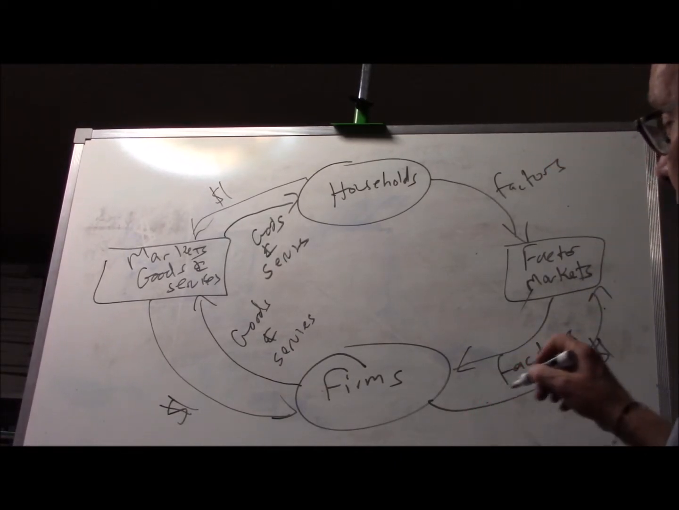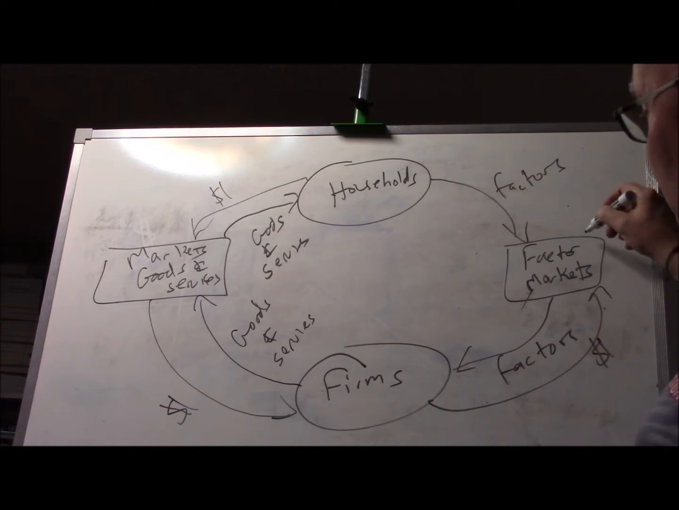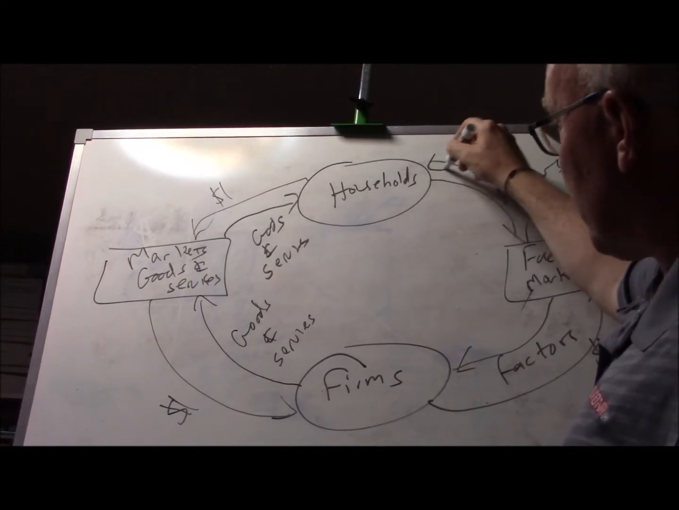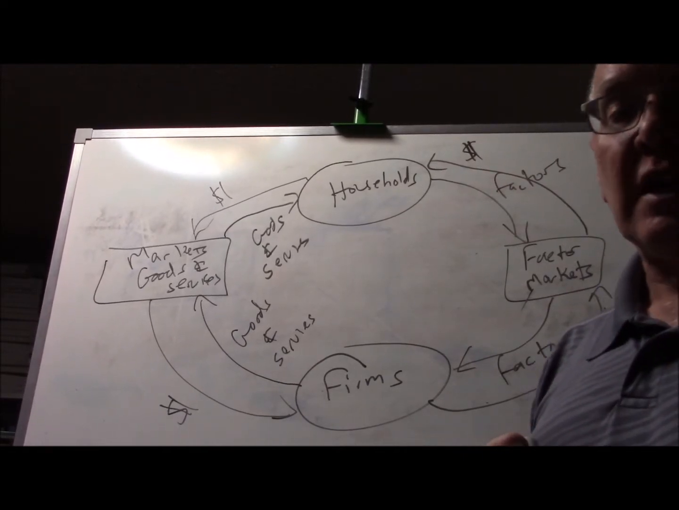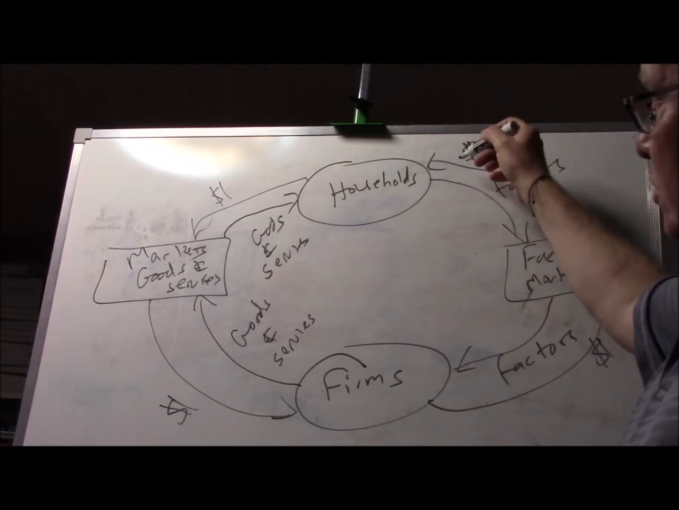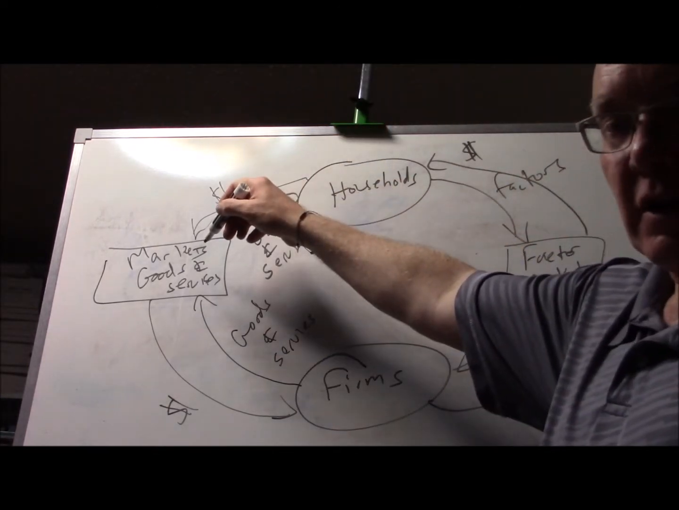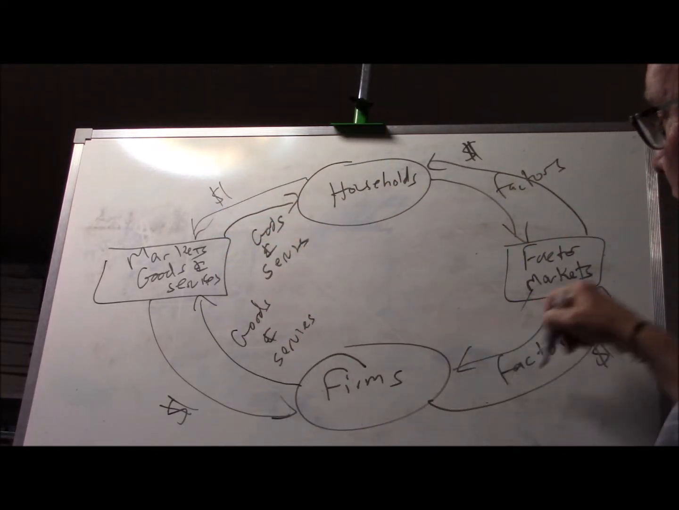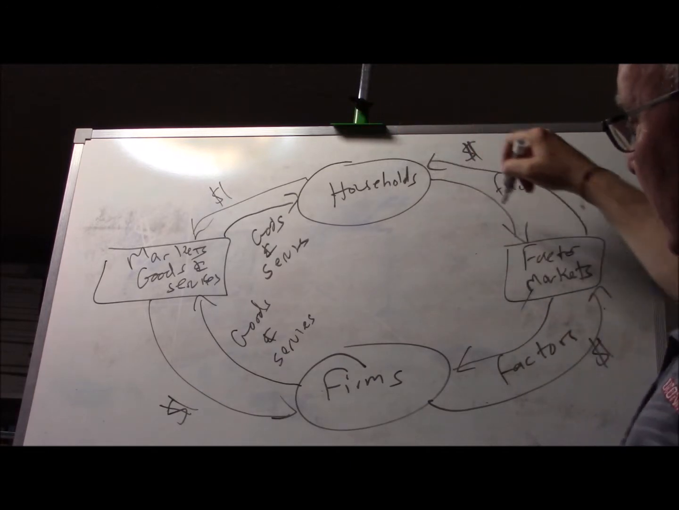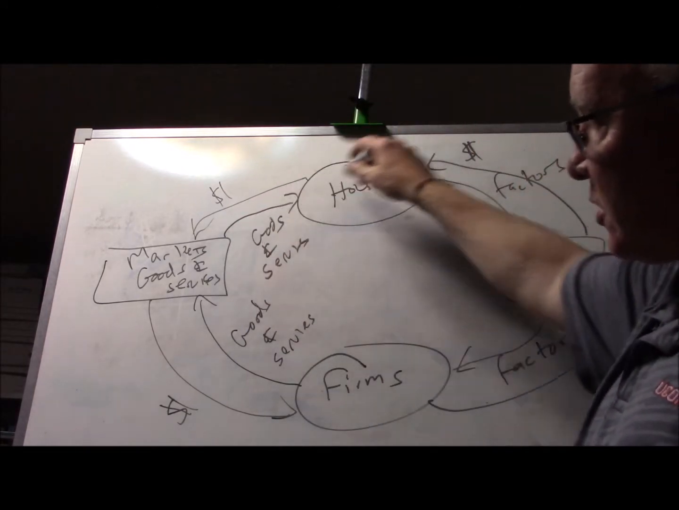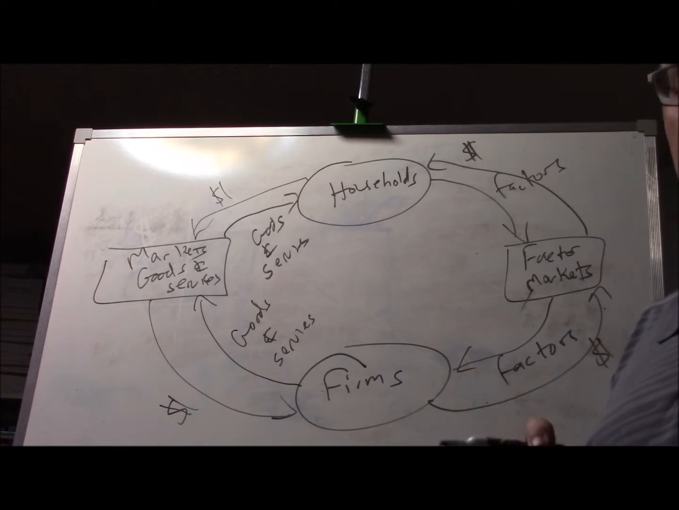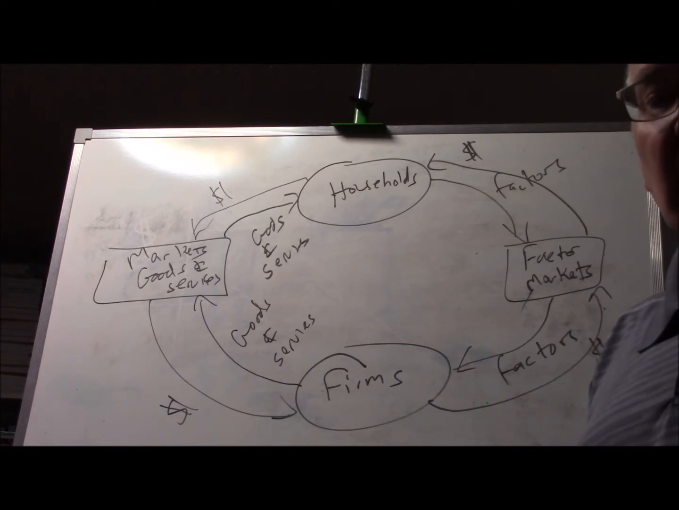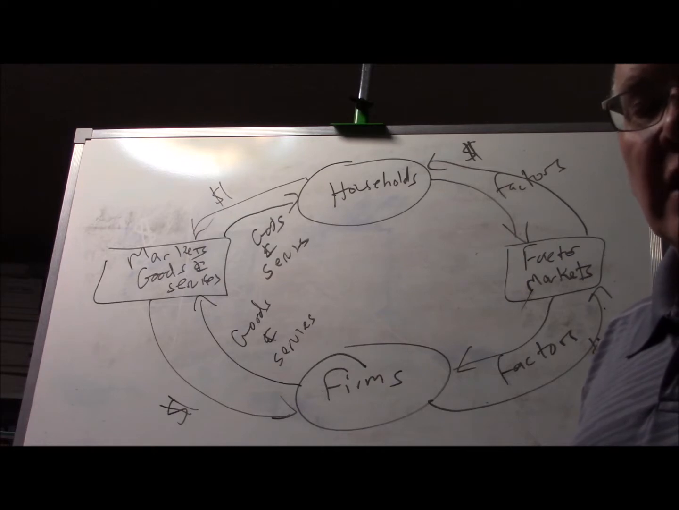The firm has to pay that into the factor market, and so the household, for example, is going to get back the wage in exchange for its labor. It's then going to use that money to go to the market for goods and services. So the money is flowing around in this direction, the factors and the goods and services are moving around in this direction, and so therefore we have the economy. This is the very simple circular flow diagram of the economy.